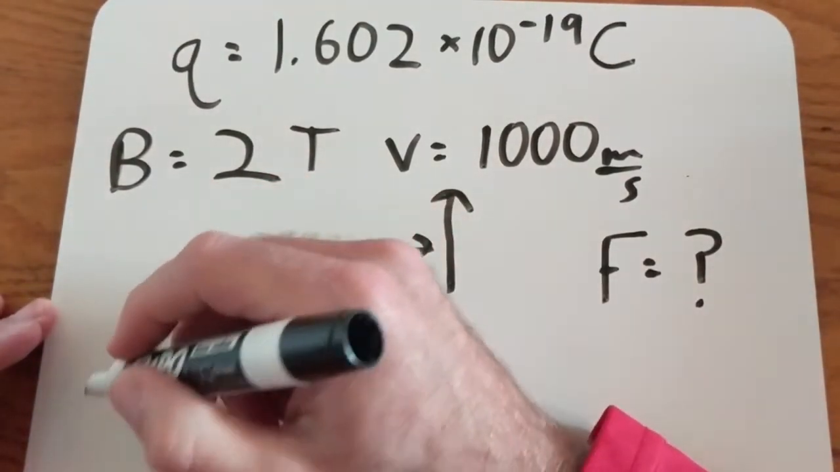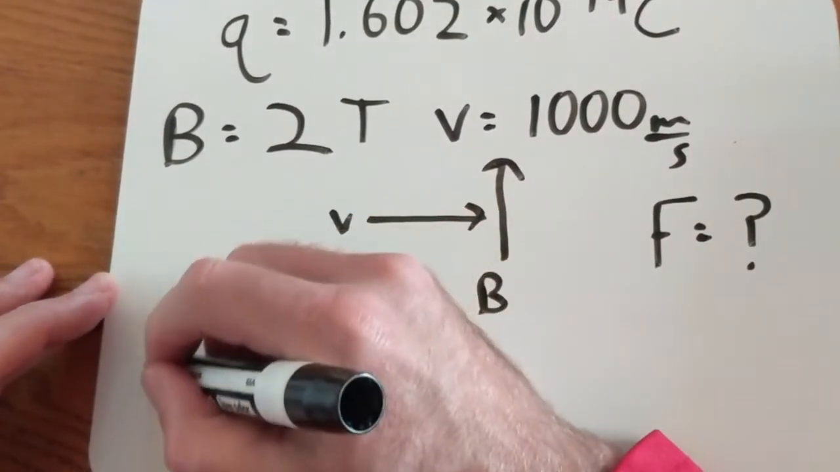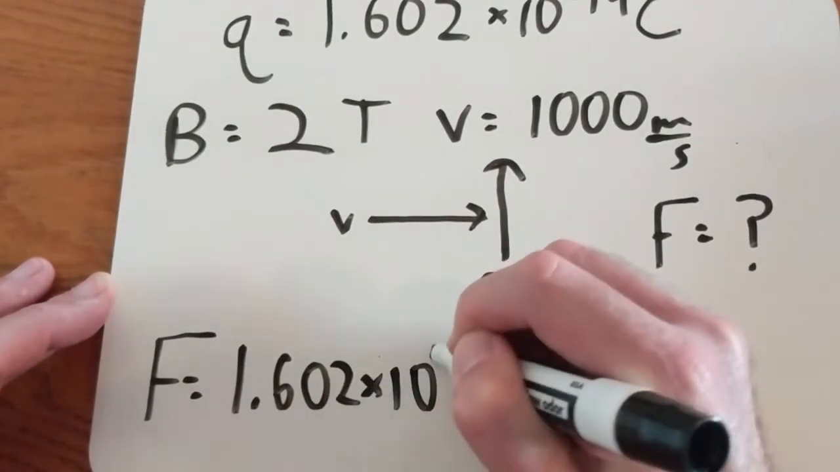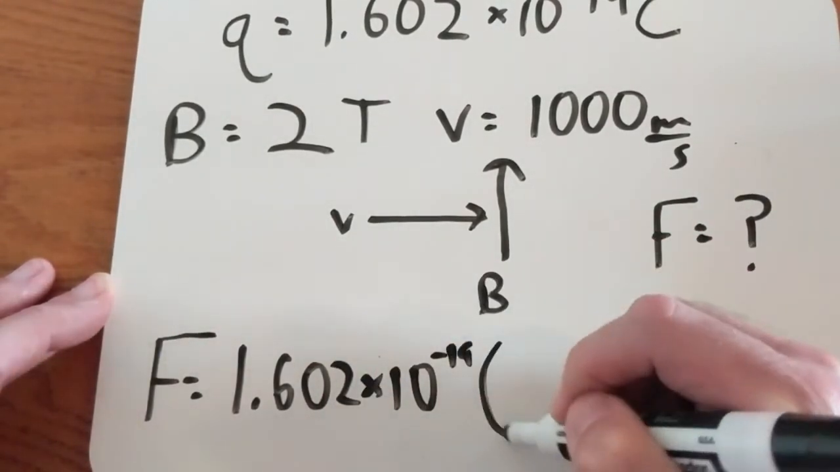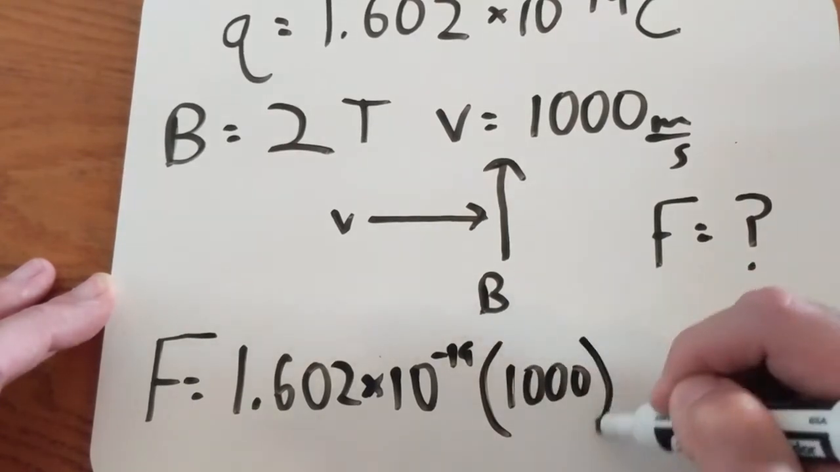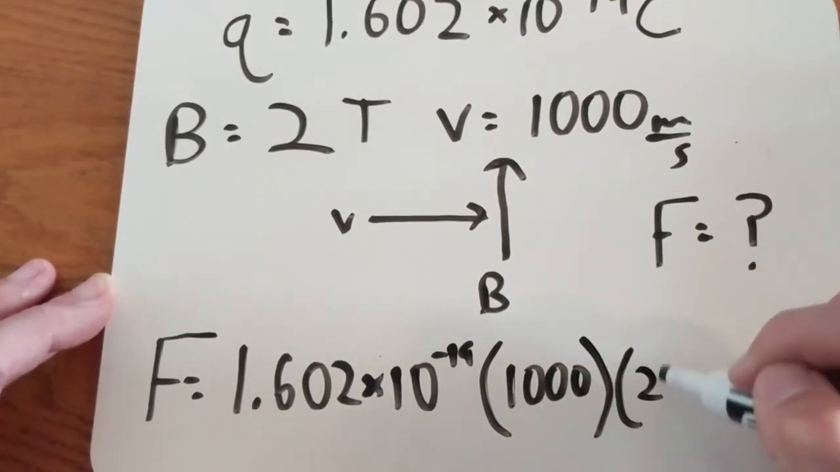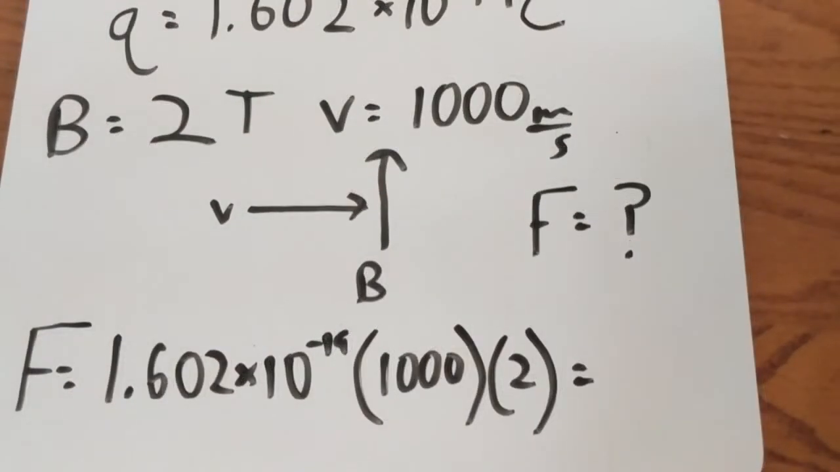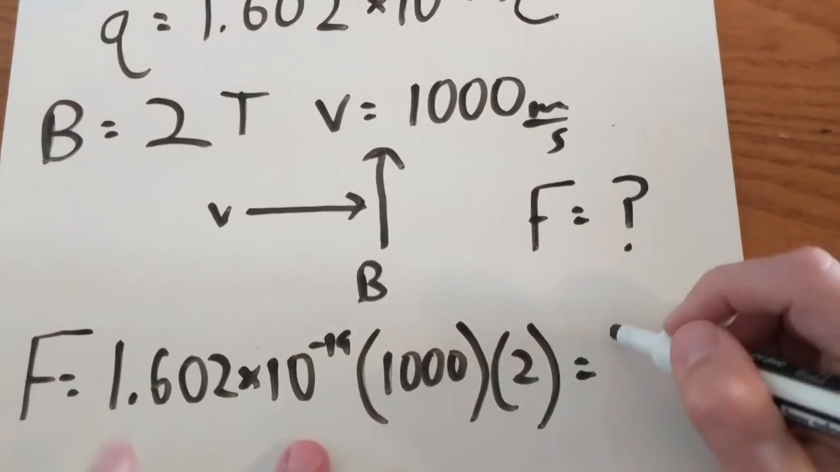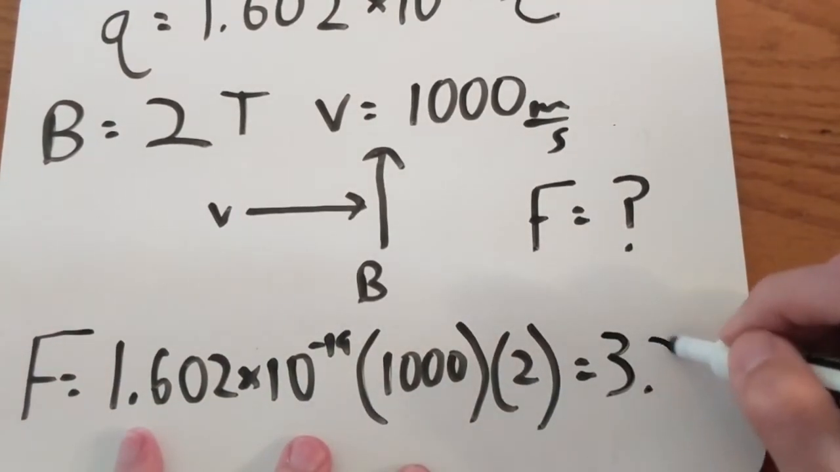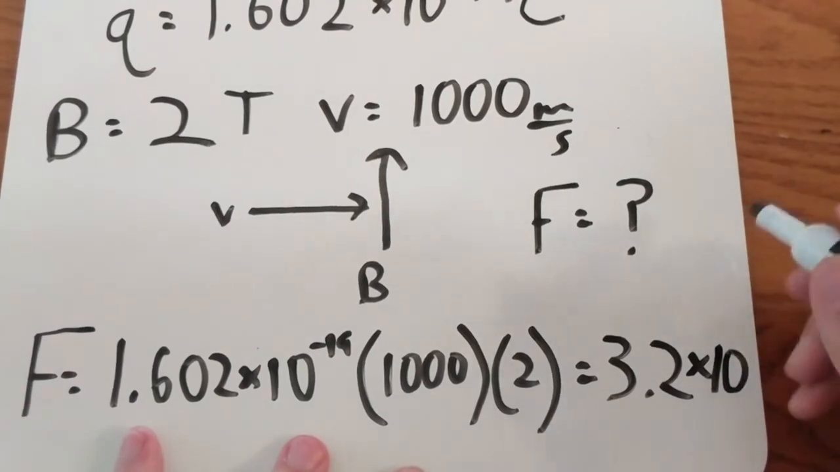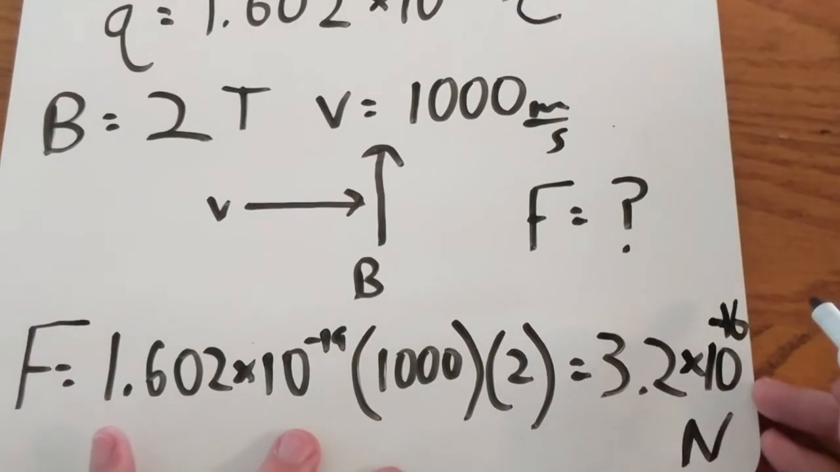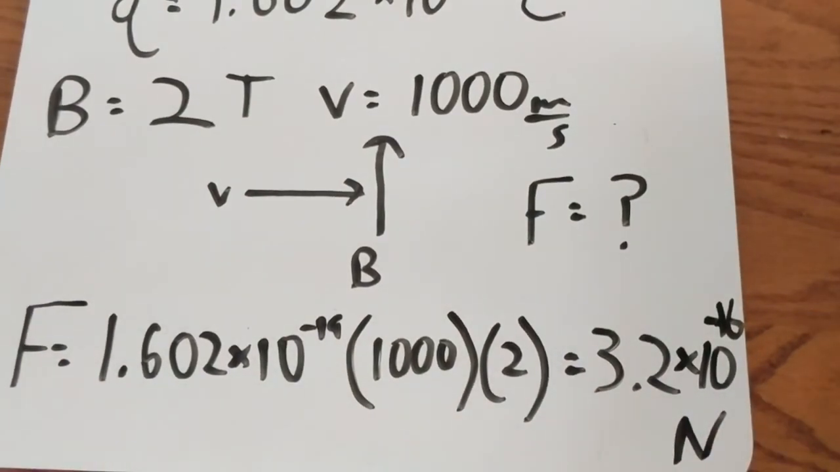We're looking for force. Force equals 1.602 times 10 to the negative 19. That's Q. V is 1,000. And B is 2. I go to my calculator real quick, and that gives me 3.2 times 10 to the negative 16 newtons. So that's how we use that equation.